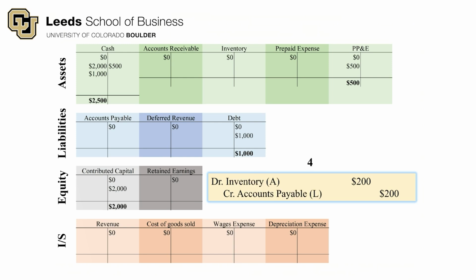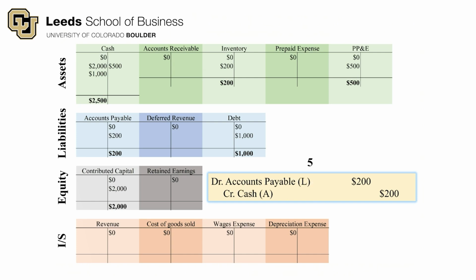Journal entry number 4 is inventory debited and accounts payable credited. So inventory will go up and accounts payable will also go up. Okay, so watch the inventory and accounts payable accounts. And there you go. Inventory went up by 200 and accounts payable went up by 200.